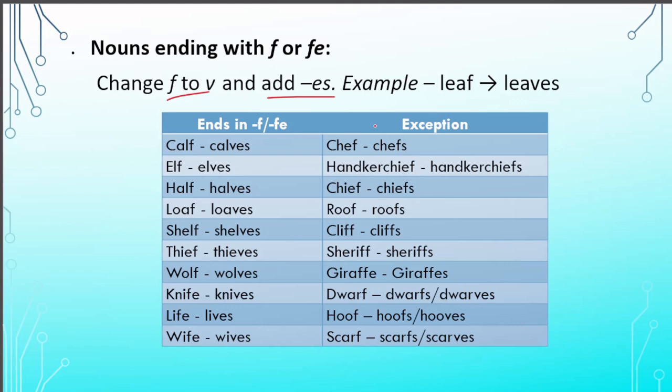These are exceptions. They do not follow the pattern. ये words rules follow नहीं करते. Some examples are roof, roofs, chef, chefs, handkerchief, handkerchiefs, chief, chiefs, etc. Now, the last three examples are dwarf, dwarfs. In the last three examples, both f and ves are right. Whatever you choose. इसमें दोनों option ही सही है. Dwarf, dwarfs or dwarves. Both are right. Clear?